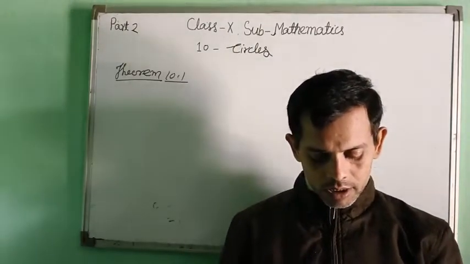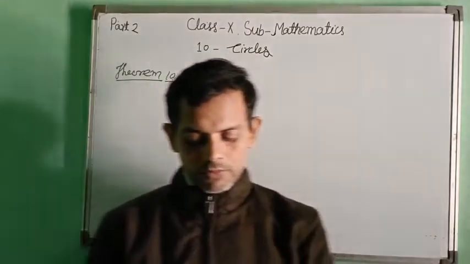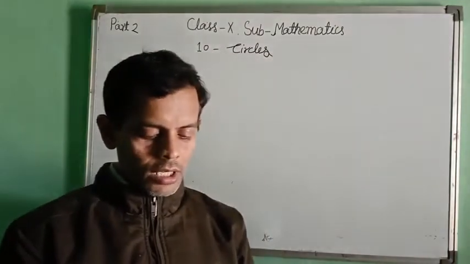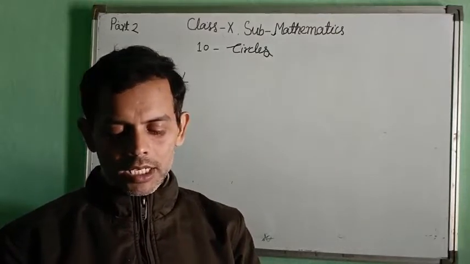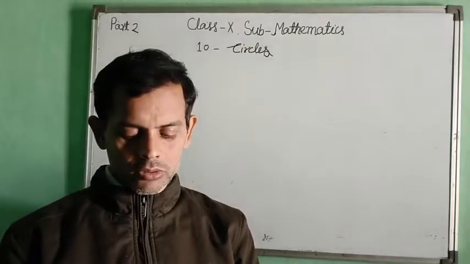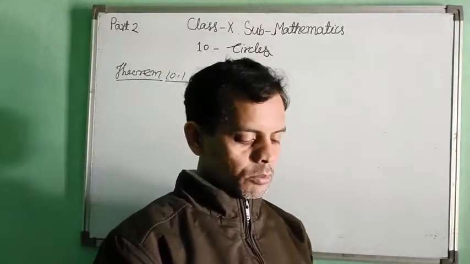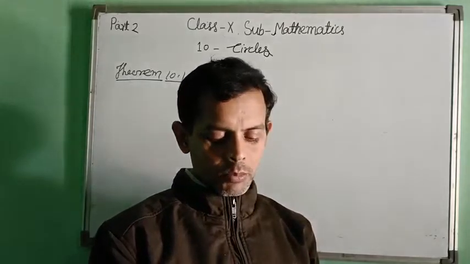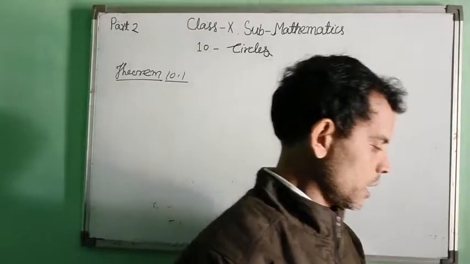Today we will discuss theorem number 10.1. In theorem 10.1, the tangent at any point of a circle is perpendicular to the radius through the point of contact. The tangent at any point of a circle is perpendicular to the radius through the point of contact.